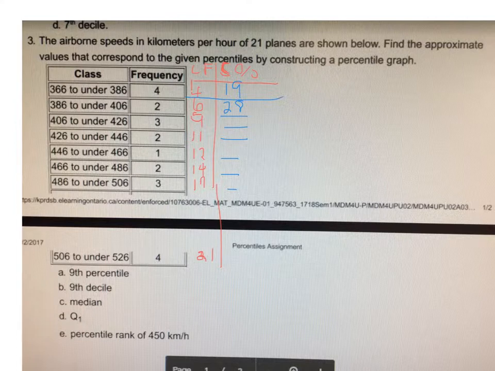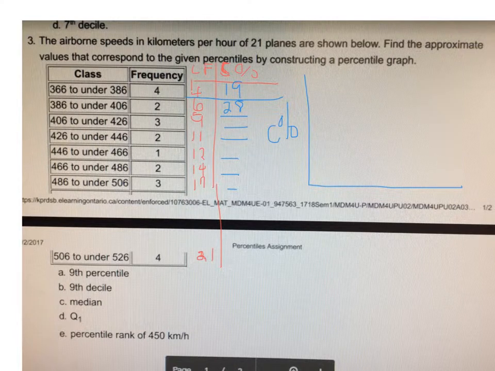So now we need a graph. And our graph is going to have cumulative percent on the vertical axis. And so your cumulative percents are going to go up here. And you're going to go across because we have our, what are we measuring with this one? Speeds, okay? And we have speeds in different classes, so 366 to 386 is the first interval.